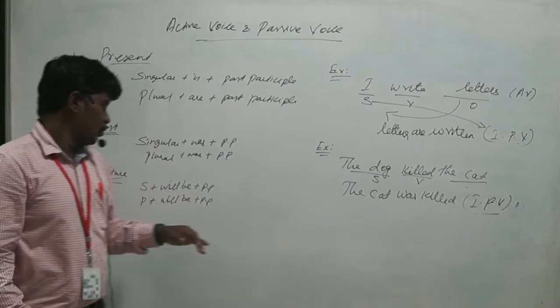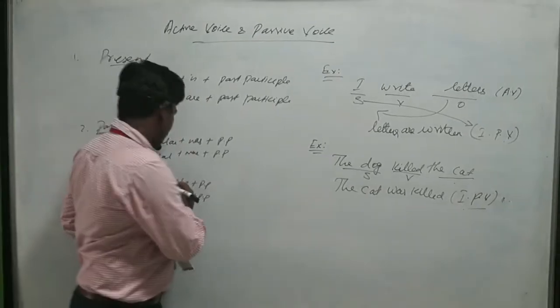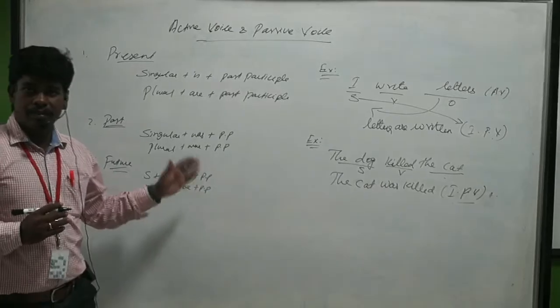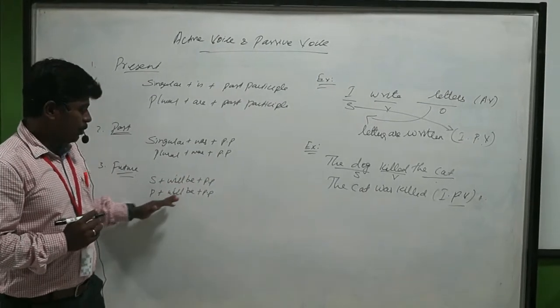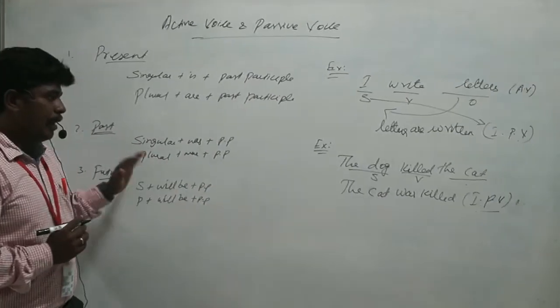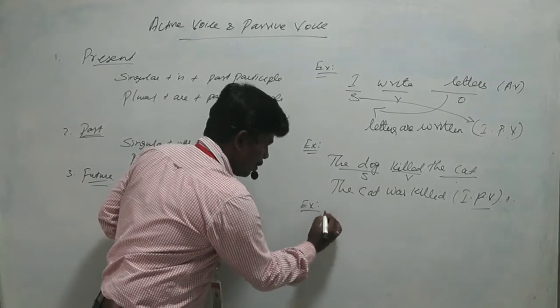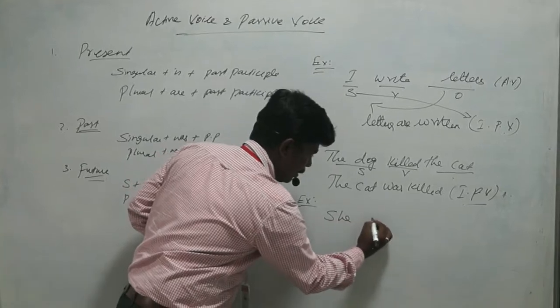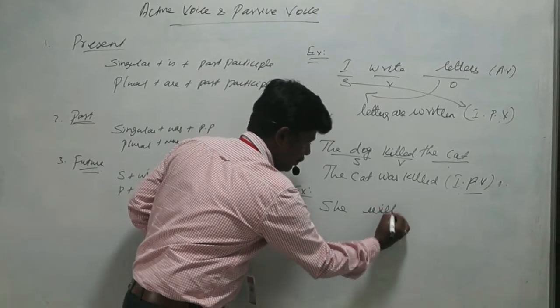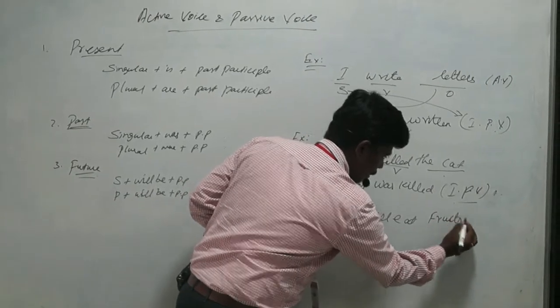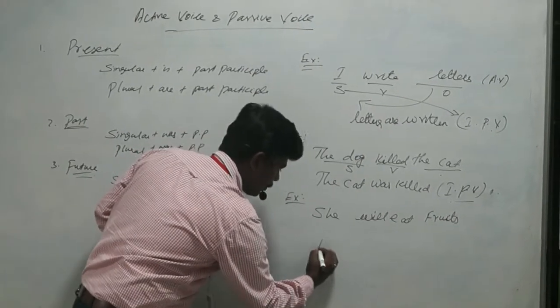So next I am going to move ahead with the third one, the future tense. Same formula: singular plus will be plus past participle, and plural plus will be plus past participle. So we should know that. Okay. For the same example, "She will eat fruit" or "fruits." So the same object will come here, fruits.